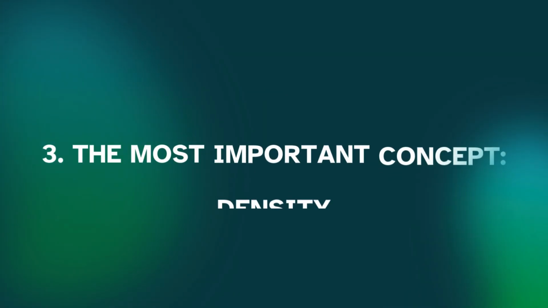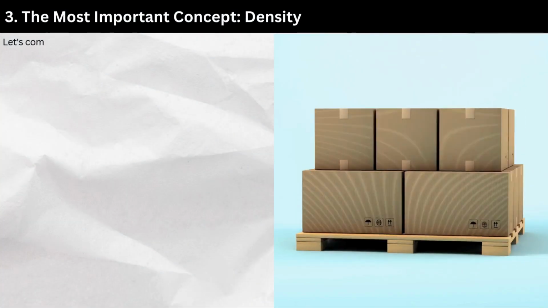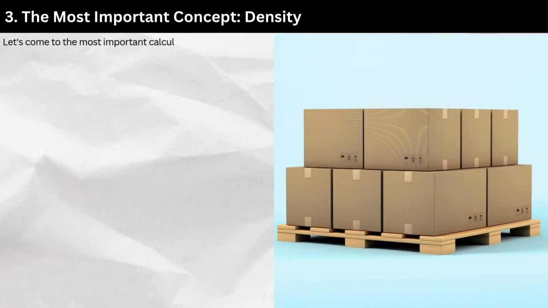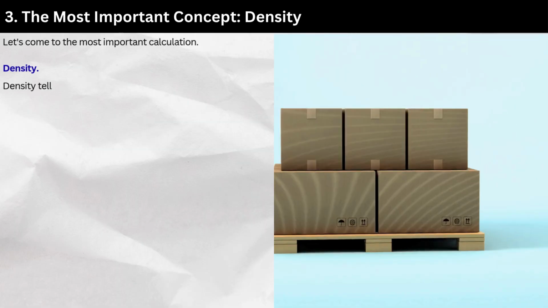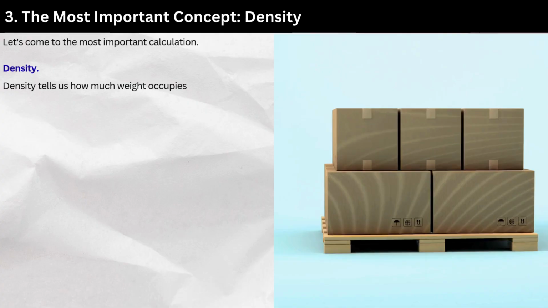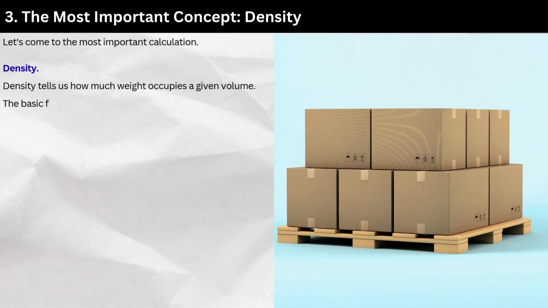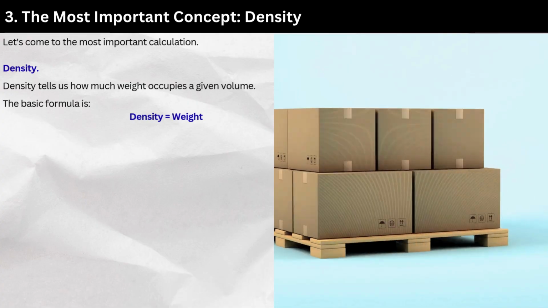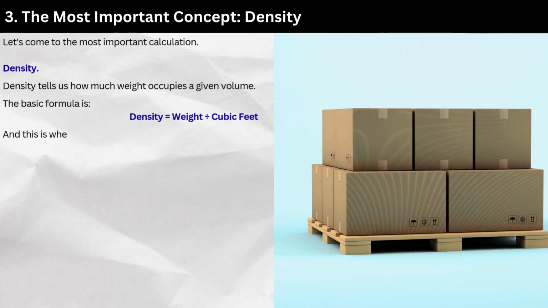3. The most important concept, density. Let's come to the most important calculation. Density. Density tells us how much weight occupies a given volume. The basic formula is density equals weight divided by cubic feet. And this is where many freight class mistakes happen.